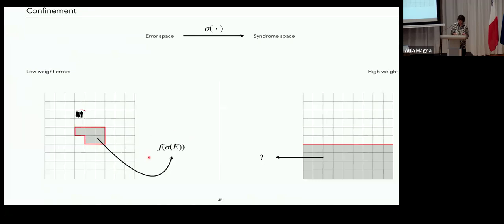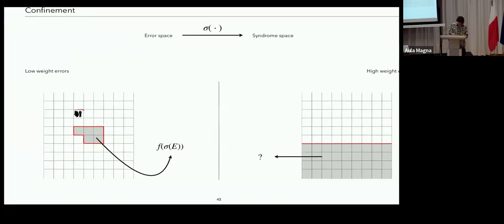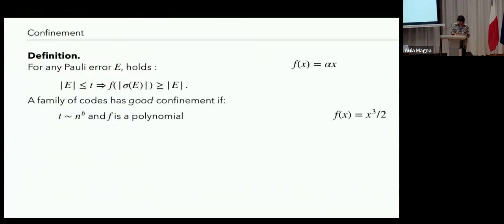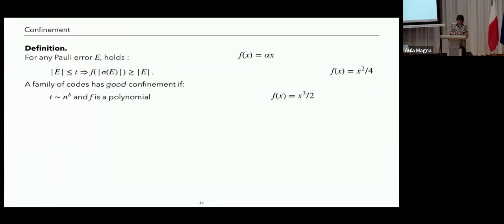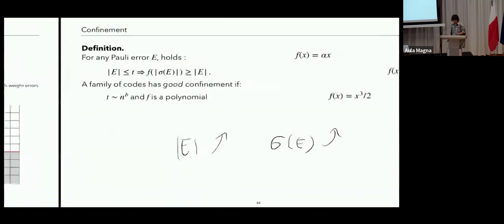It's only this relationship. So the weight of the syndrome grows, the exact function is not important, it can be a polynomial function, whatever, it grows with the weight of the error. So this is what you want. You just need a relationship such that as the weight of the error grows, the weight of the syndrome grows more or less with it. And that's one example. It's the boundary.